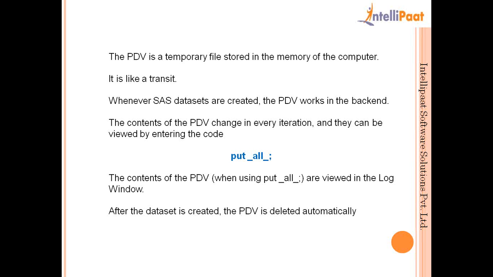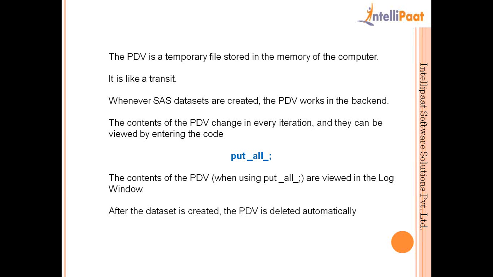Okay, let's go through this slide once more. The PDV is a temporary file stored in the memory of a computer. It is like a transit. Whenever SAS datasets are created, the PDV works in the backend. The content of a PDV changes in every iteration and can be viewed by entering the code. What is that code? That's put underscore all underscore. The content of a PDV when using put underscore all underscore is viewed in the log window. After the dataset is created, the PDV is deleted automatically, right?